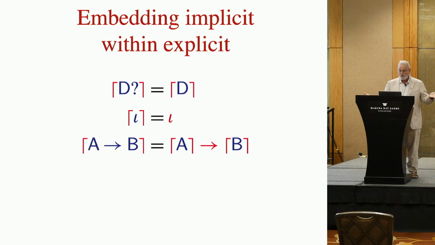Okay, and then there's another way of doing things. Now we're converting explicit types to implicit types. And now we're going to do this again by throwing away all the question marks. Right? So D question mark just goes to D. Iota goes to itself, and A to B goes to itself. So now we've got something that might have question marks in it. Again, we're throwing away all the question marks. But now we're throwing them away from an explicit type, not an implicit type.